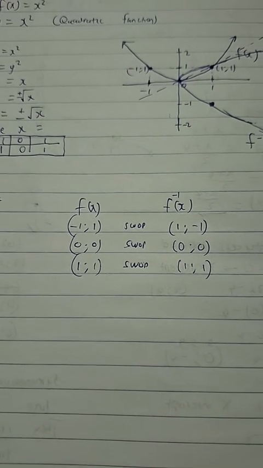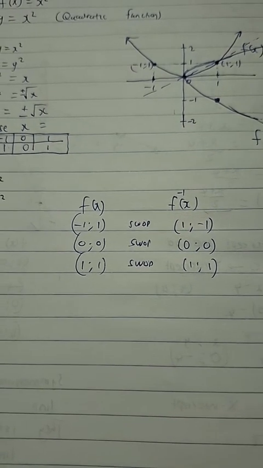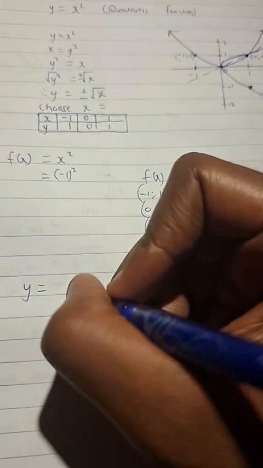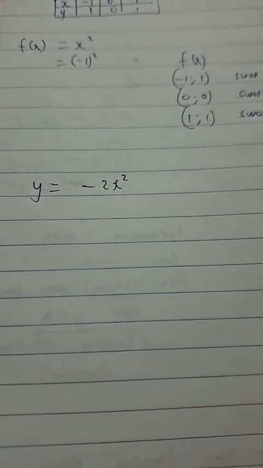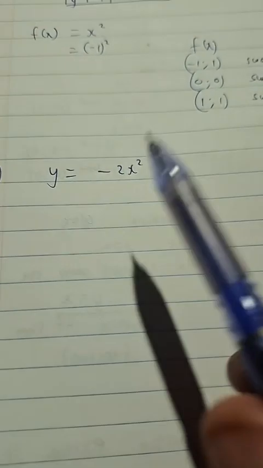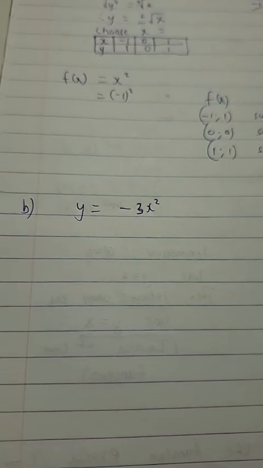Now, let's look at one more parabola type. Y is equal to negative 2x squared. This is free rein, guys, so just sketch the inverse. Let's say y is equal to negative 3x squared.